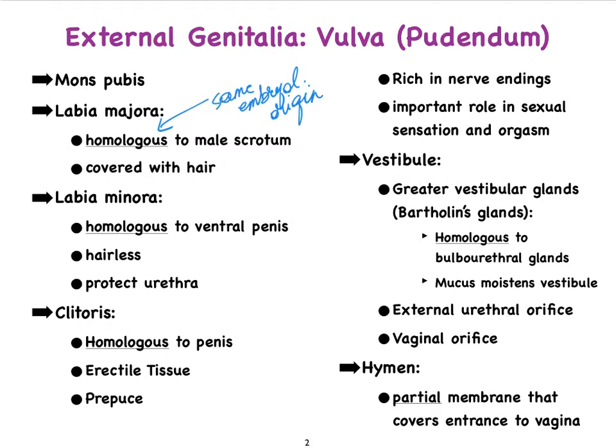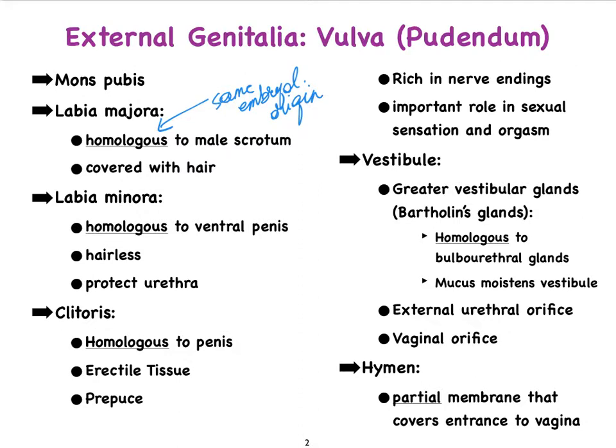The clitoris is very similar to the penis in that it also has erectile tissue. It has a foreskin. Remember that prepuce or foreskin mean the same thing. They are rich in nerve endings and therefore play a very important role in the female to reach orgasm. And so we say that the clitoris is also homologous to the penis. So that's already three structures to point out that are homologous to the male's reproductive structures.